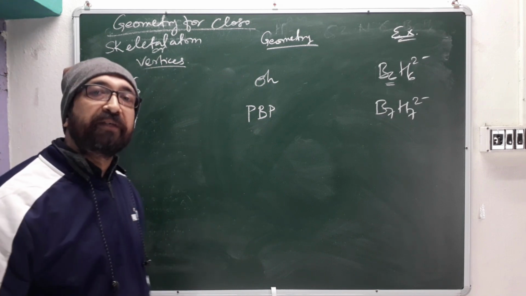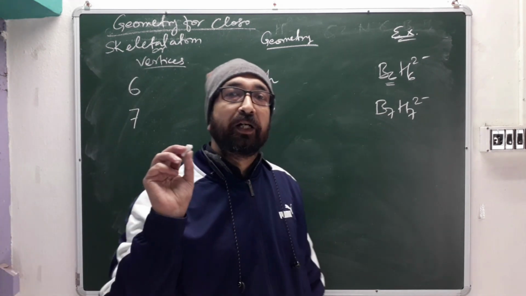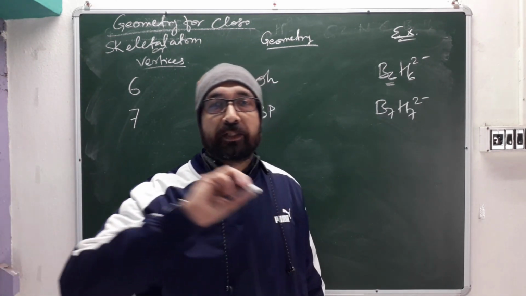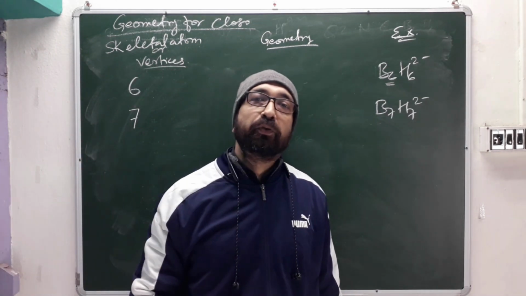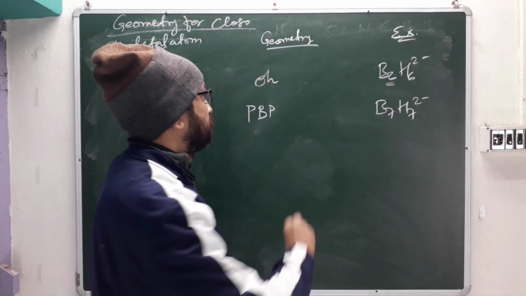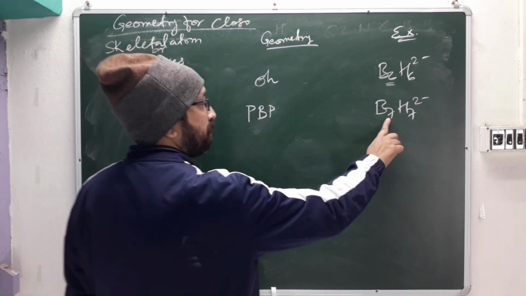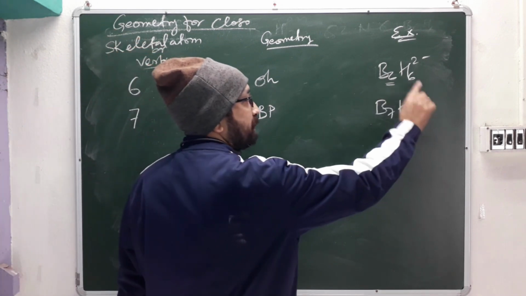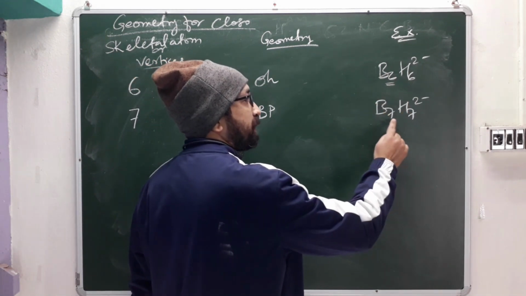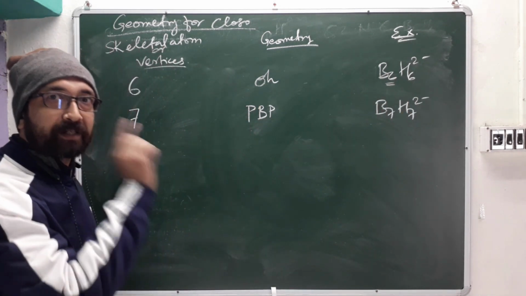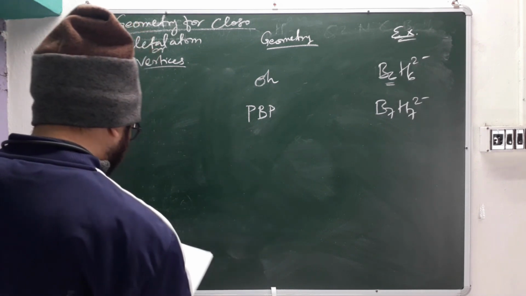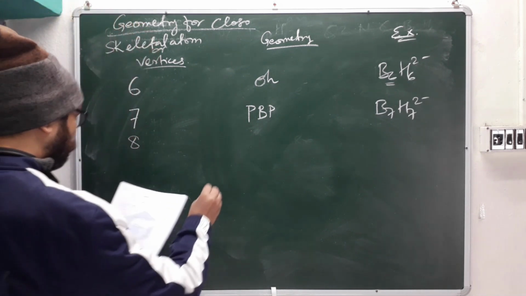So whatever question they ask, they will just mention octahedral closo, icosahedral closo, or pentagonal bipyramidal closo, and ask how many vertices there are. So you have to calculate like that. For pentagonal bipyramidal, you should know it is B7H7. For octahedral, you should know it is B6H6. Then only can you say the number of vertices is 6, or 7, or the skeletal atoms are 6 or 7. Likewise you have to tell. Then 8 will be dodecahedral.